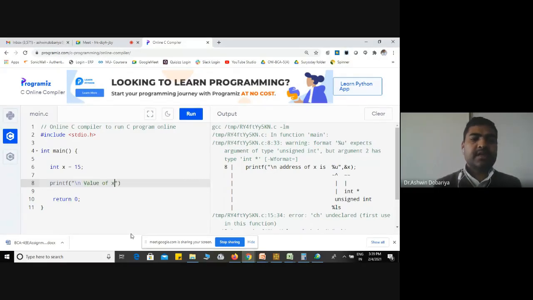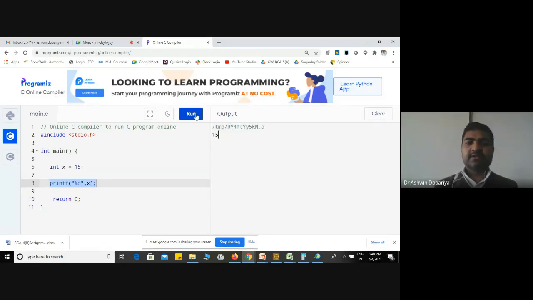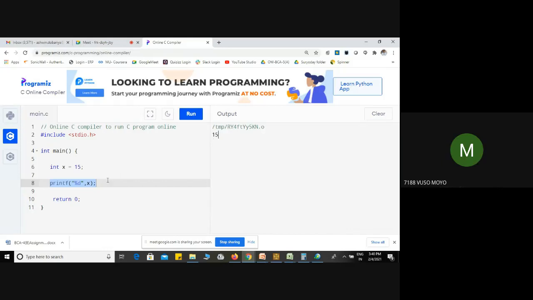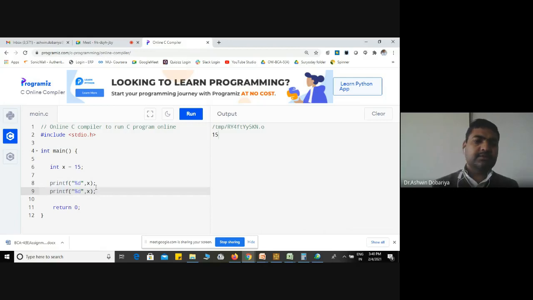Value of x is, okay, I don't want to give any message. I directly want to print the value of x. Tell me, what is the output of this statement? 15. Only 15, right? Without any change. It displays as it is, 15. Yes, sir. Now, let's see the example. Copy and paste.